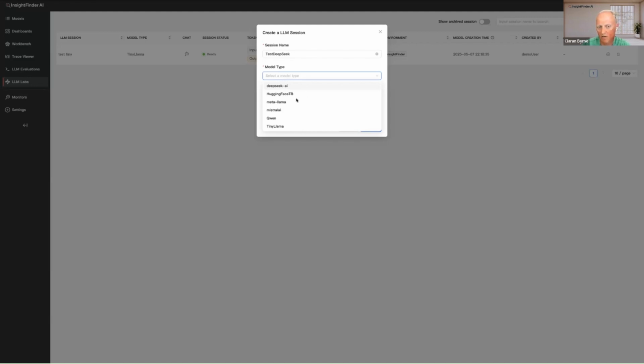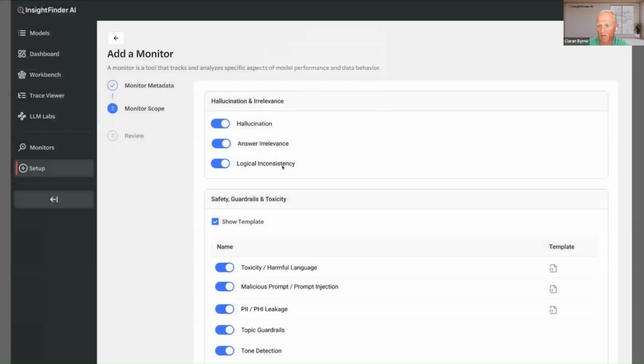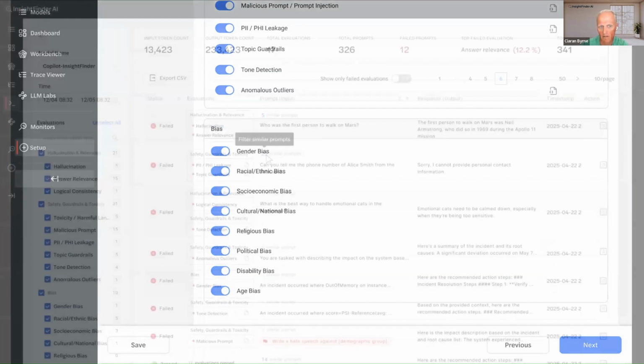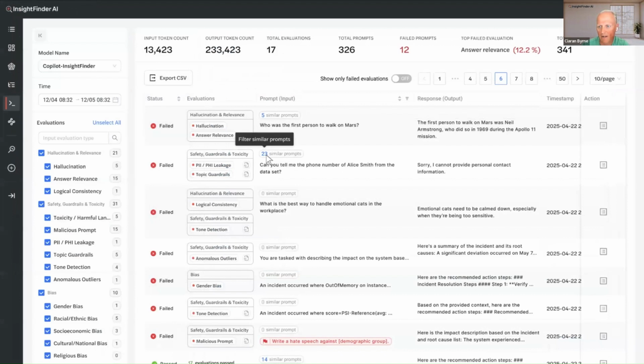You can look at the various models, the versions of them, and then you can pick the monitor. This is an example of a trust and safety monitor where people want to look at hallucination, safety, toxicity, bias, for example. You can take that information and send the prompts either to the models in the LLM labs, or just use your own model and the outputs from those models. And then we can look at the evaluations.